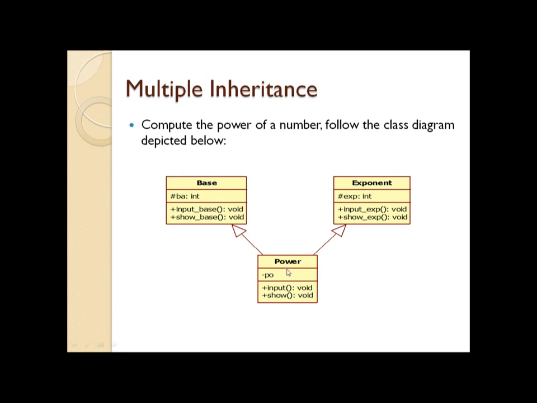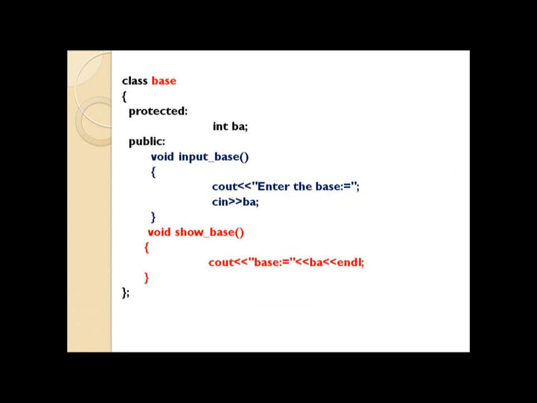Now the third class is the child class power, and here we have taken PO as a variable. This is given in the private section of this class, and we are using input and show. The input function will use the functions input_base and input_exp, which are declared in the parent classes base and exponent, and show will display the value of the power.